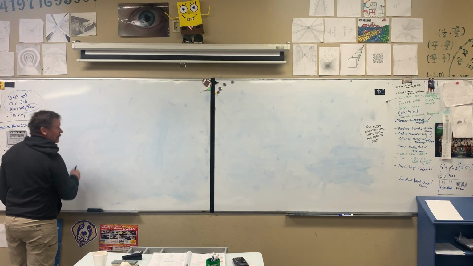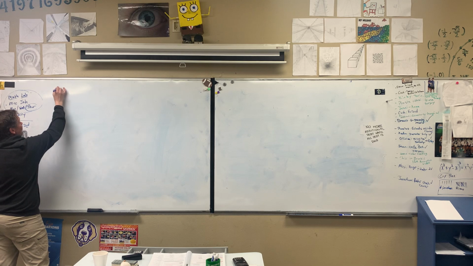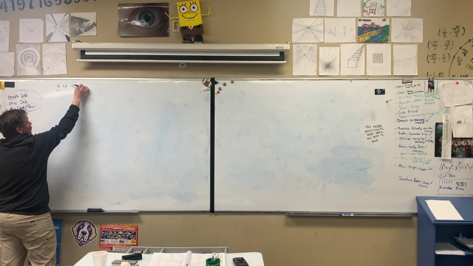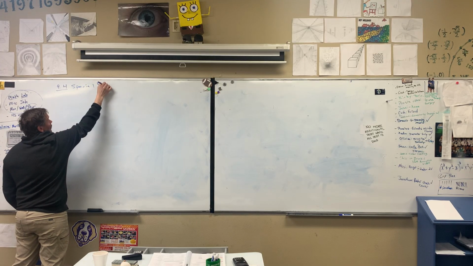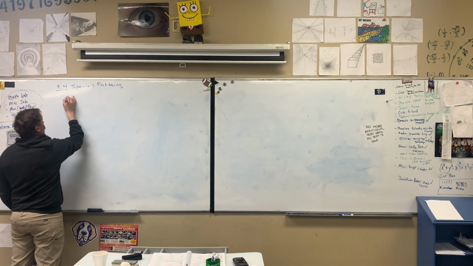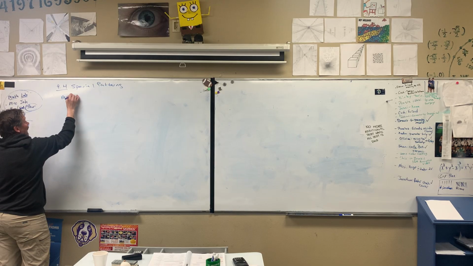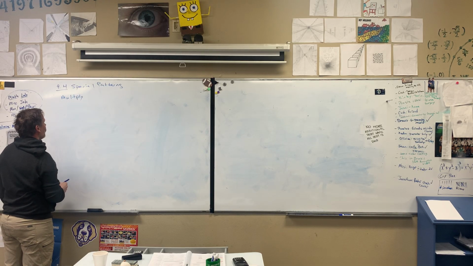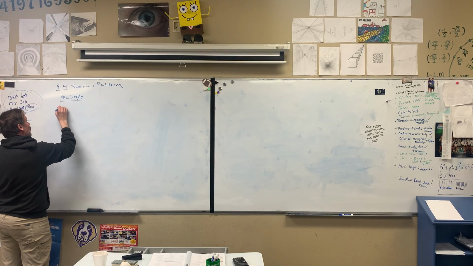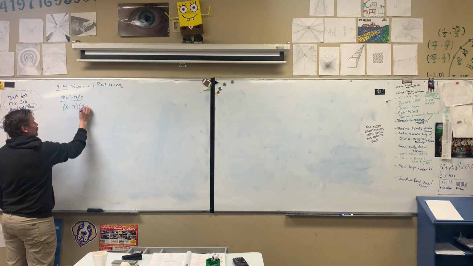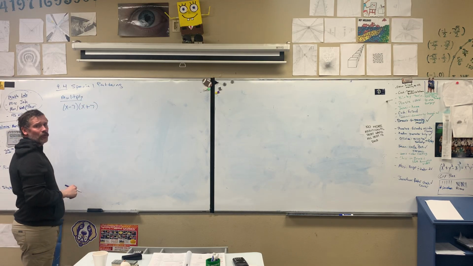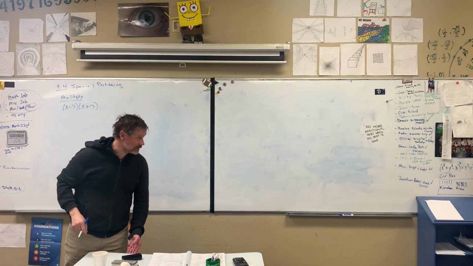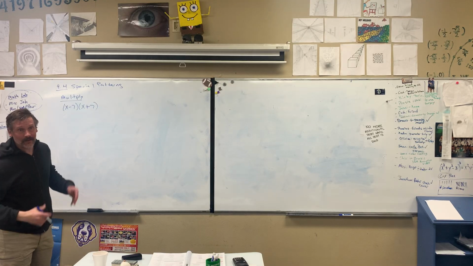You did this on your test last chapter. This is special patterns. When we did this last chapter, we said multiply. We did something like this: x minus 7 times x plus 7. Most people were getting this. Some people on the test were not. So in this, we said multiply this together.